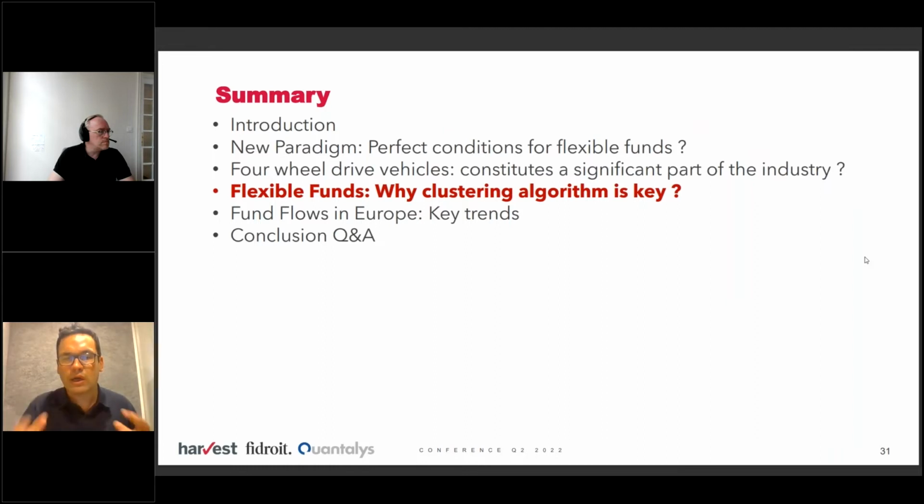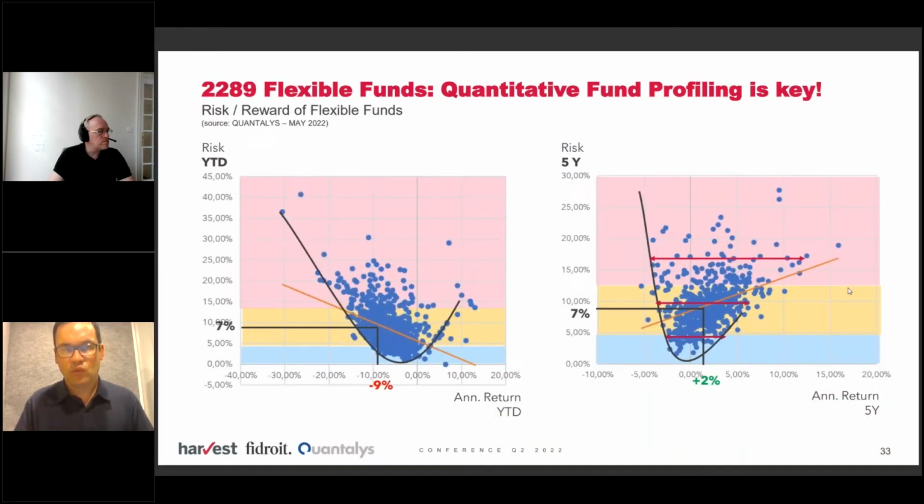We will try to analyze, cluster and profile these flexible funds, because you have so many styles of flexible funds. It's important to use Quantalys tools to better understand and analyze this universe before selecting. So, next slide. We first look at why to use Quantalys tools to cluster this universe.